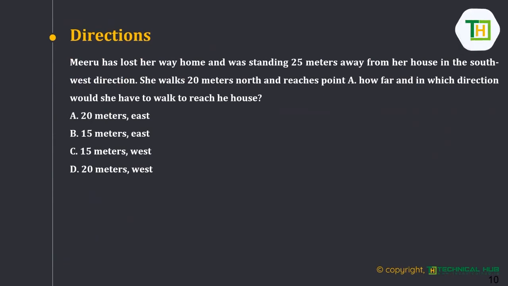The question is from directions. Miru has lost her way home and was standing 25 meters away from her house in the southwest direction. She walks 20 meters north and reaches point A. How far and in which direction would she have to walk to reach the house?